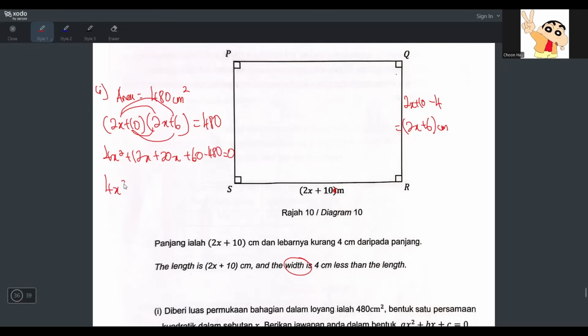Okay, the 4x squared I can write. X dengan X boleh buat jadi 32x. Number dengan number boleh buat. 60 minus 480 is negative 420.